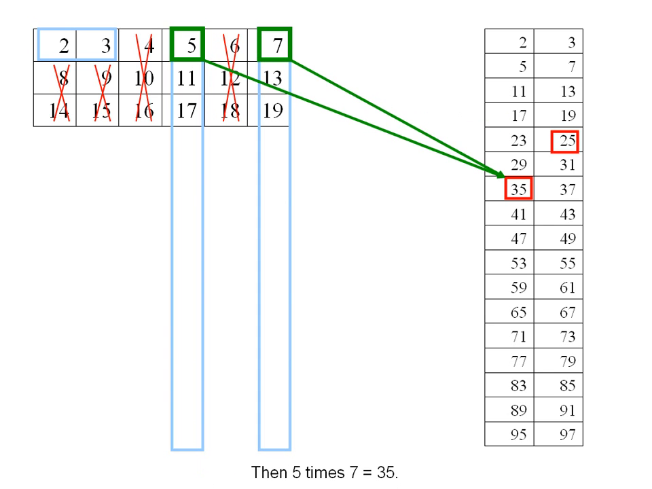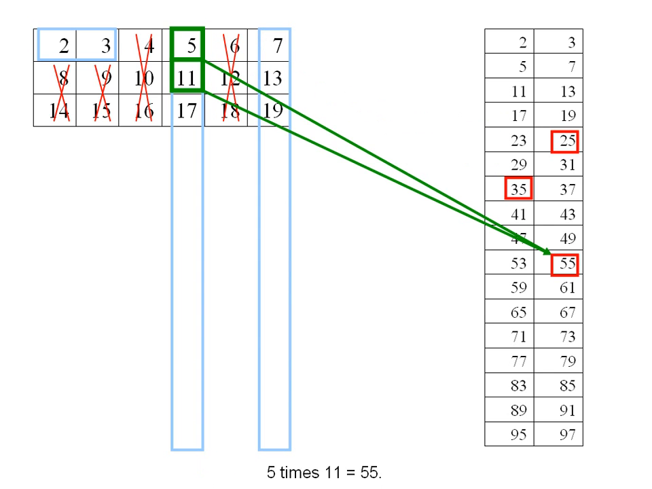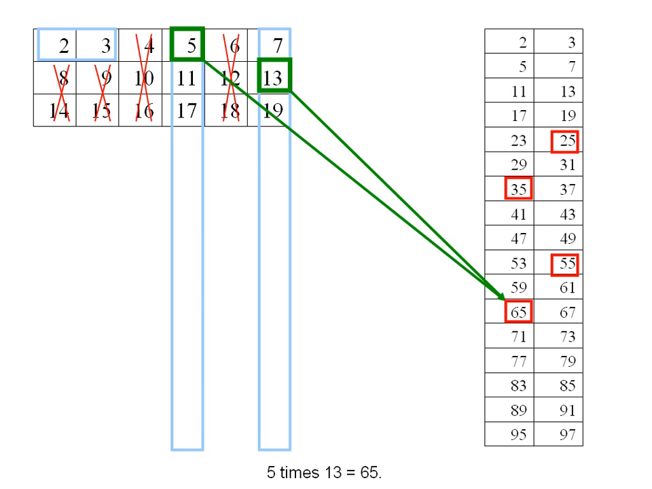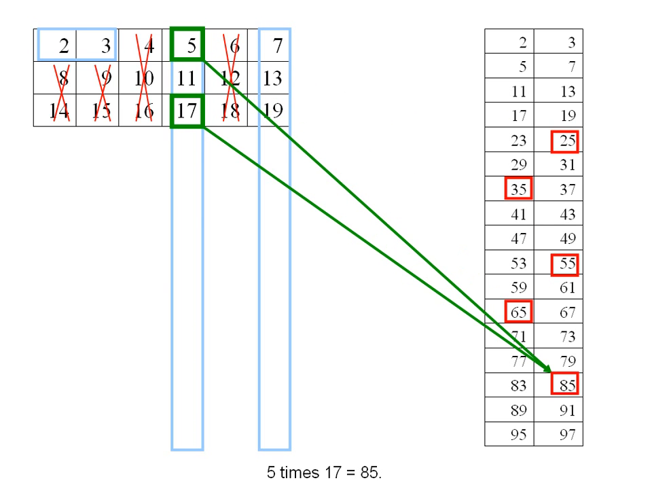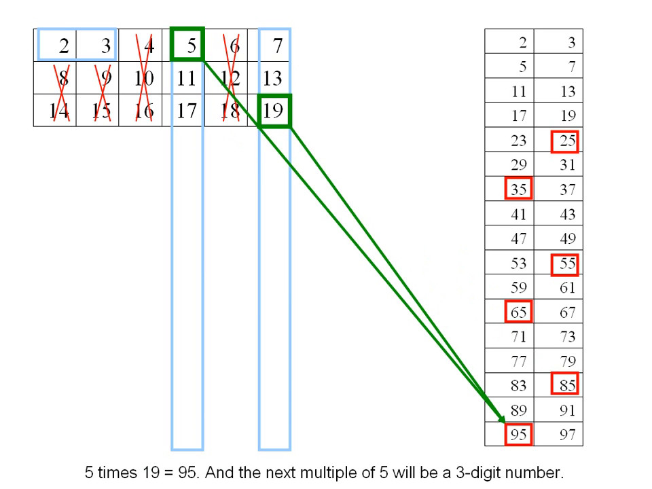Then 5 times 7 equals 35. 5 times 11 equals 55. 5 times 13 equals 65. 5 times 17 equals 85. 5 times 19 equals 95. And the next multiple of 5 will be a 3-digit number.